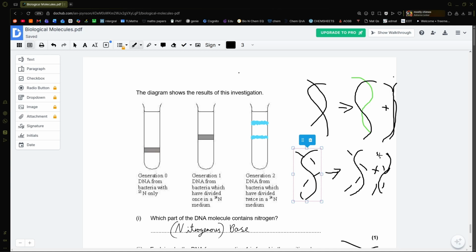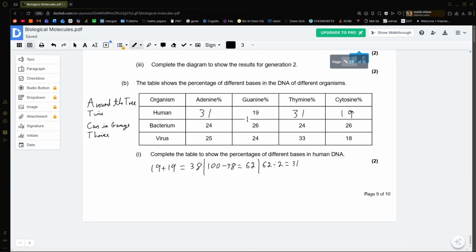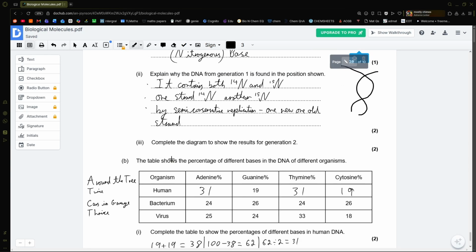They're still strands. It's just that one of them is going to be fully light, the other one is going to be half light, half heavy. Because if you think about it, it makes sense. I don't really know how else to explain it. So you have one at the same level, because that's this one, and you have one that's lighter, because it's only the light 14N. Capiche?